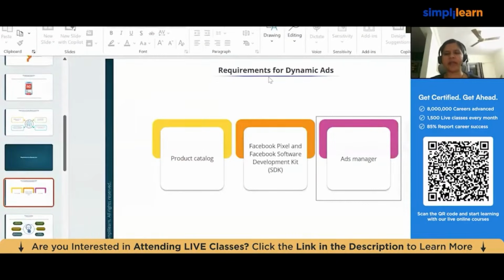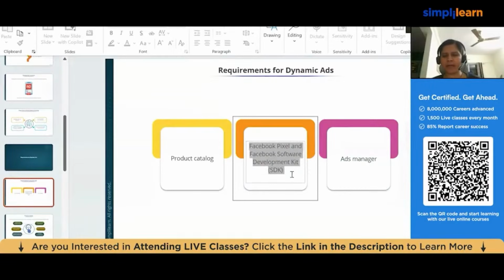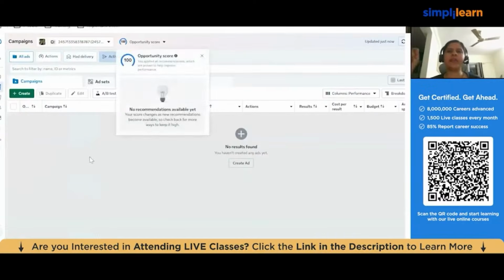Now, to run a dynamic ad, you need ads manager. Apart from this, guys, you need a very important thing called the Facebook Pixel and the Facebook Software Development Kit. Facebook Pixel is for your website, and the Facebook Software Development Kit is for your app. Now, what exactly is this? These are codes, and this ads manager will give you some codes that you need to place on your website. Now, why do you have to place this code on the website?